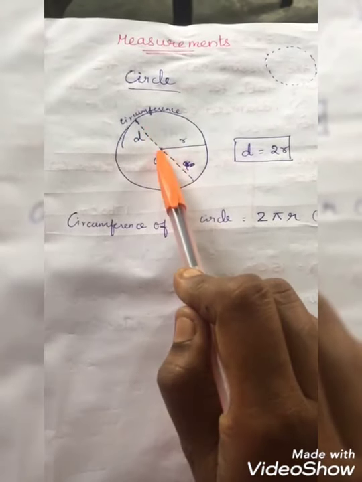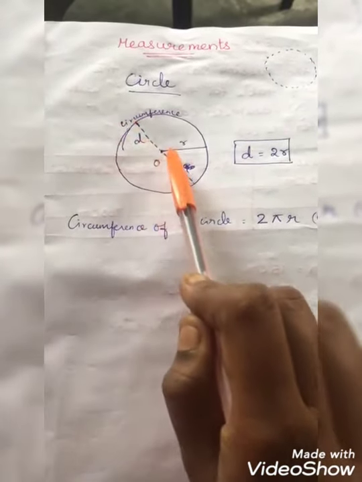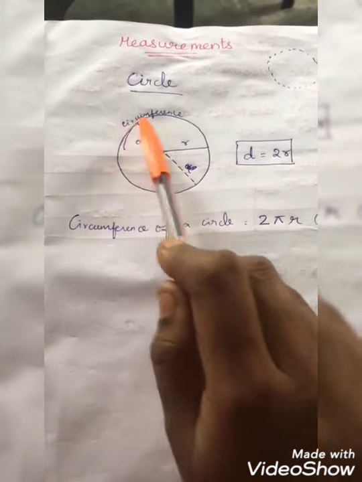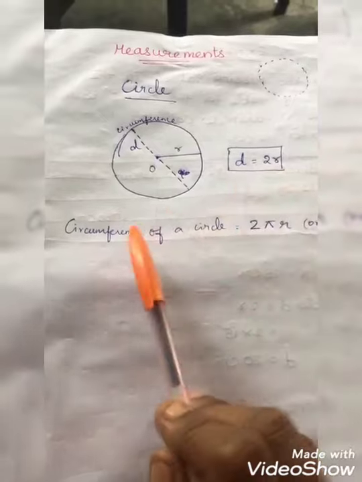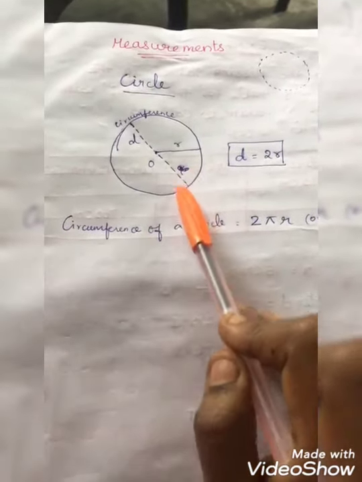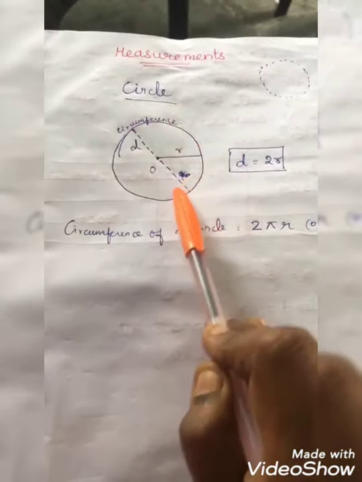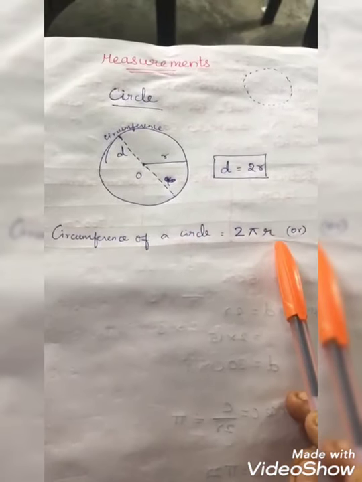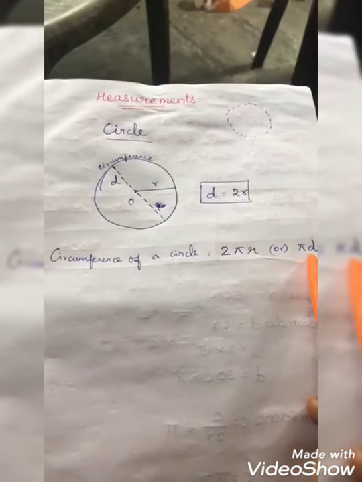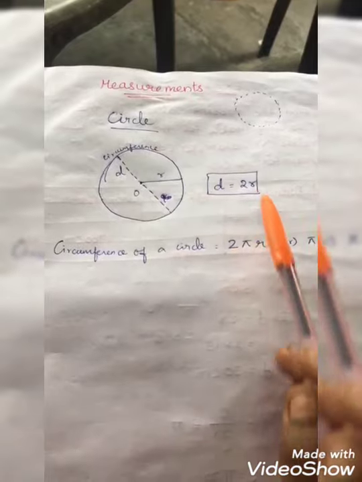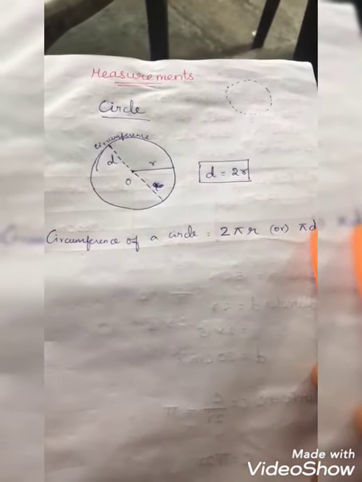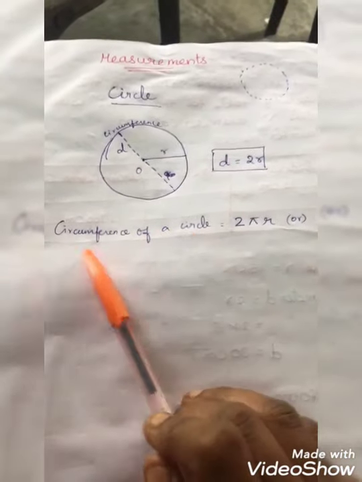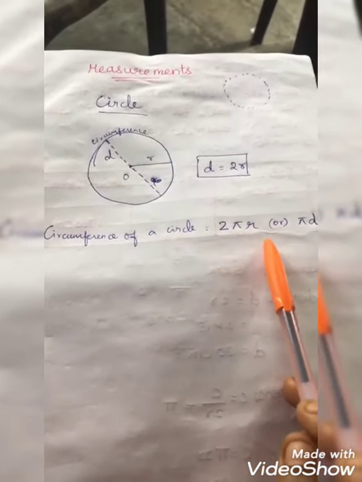So this is one radius, the line from the center to here is a radius, and this side is another radius. So in total you see 2 radius, that is d equal to 2r. So circumference of the circle, to find this circumference there is a formula, that is 2 pi r. Otherwise we can say pi d. Why is it pi d? 2r is the diameter, so instead of 2r we can substitute the diameter d. So circumference of the circle formula is 2 pi r or pi d.